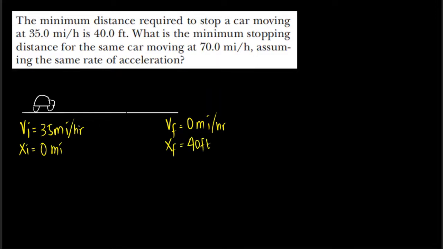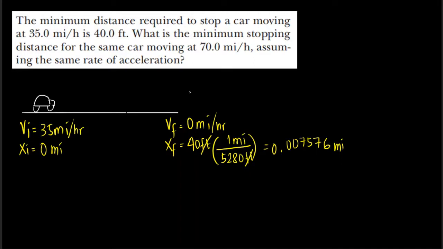Now, to be uniform in our units, we convert feet into miles. As you can remember, there are 5,280 feet in 1 mile. So feet cancels, and then we log in our calculators: 40 divided by 5,280 is 0.00756 miles. Okay?